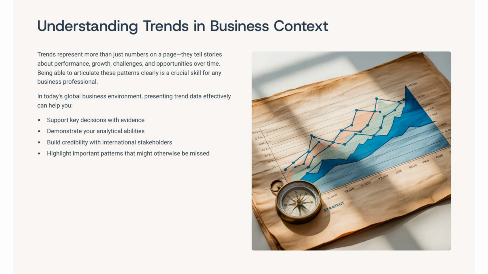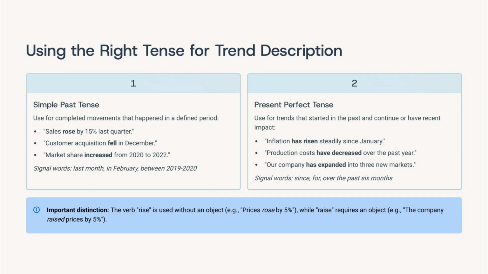In a global business environment, presenting trend data effectively can help you support key decisions with evidence, demonstrate your analytical abilities, build credibility with international stakeholders, and highlight important patterns that might otherwise be missed. Using the correct tense is vital for describing trends accurately.